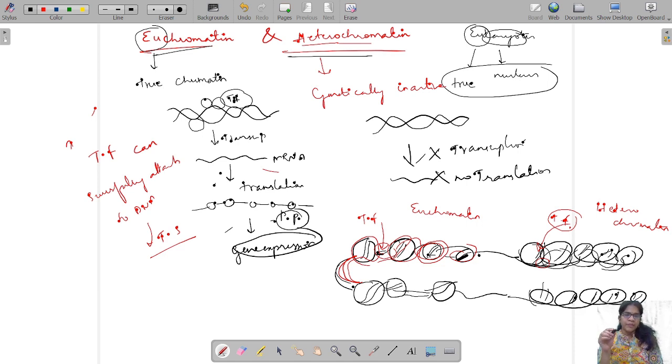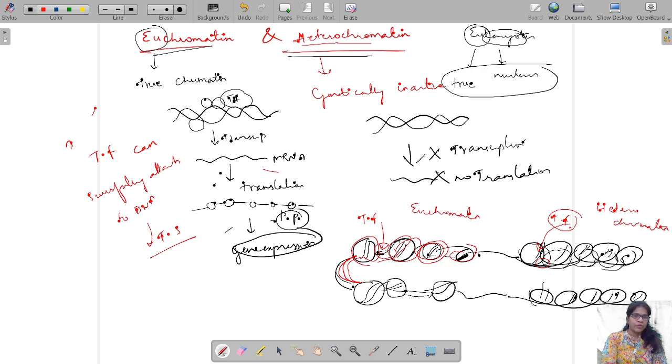Also, not only based on this, they also differentiate these two chromatin based on the staining technique. Heterochromatin gives you a dark appearance because of the high amount of nucleosomes attached so closely; they are not loosely packed. Euchromatin is loosely packed, so it stains a lighter color than the heterochromatin. Hope you are clear with this.